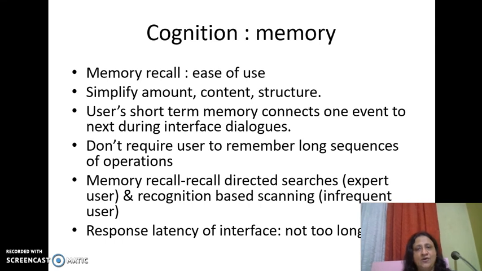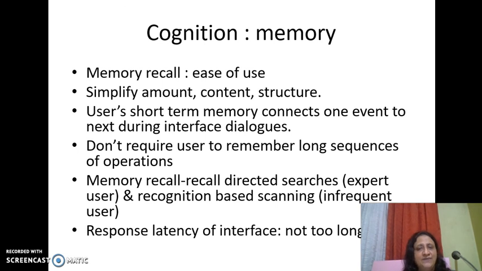Now another aspect of cognition is memory. Memory recall is very important. It should be very easy to learn about the functions or knobs or the front panel functions of any product. So to make it easy, we should simplify the content structure of the front panel interface. We should simplify the amount of data, the amount of functions on the front panel interface. Why is it important? Because most users on average have a very short memory.